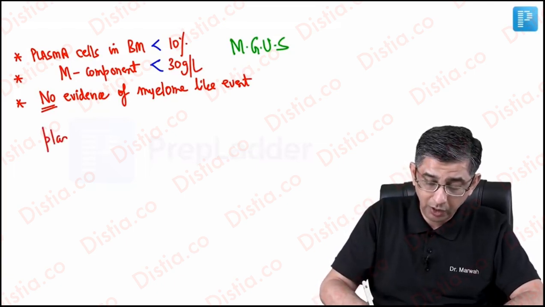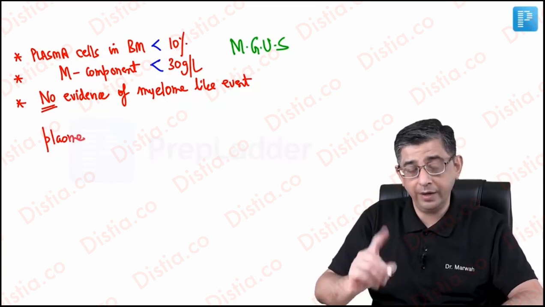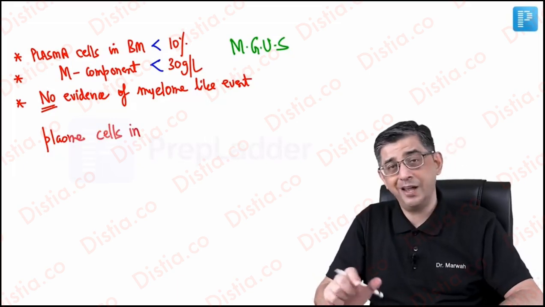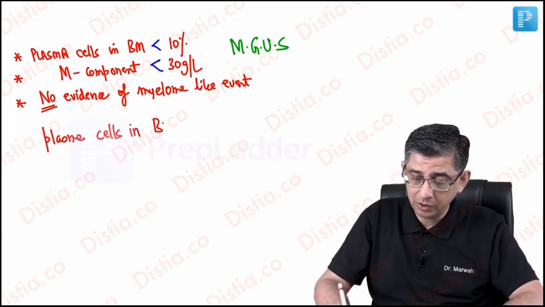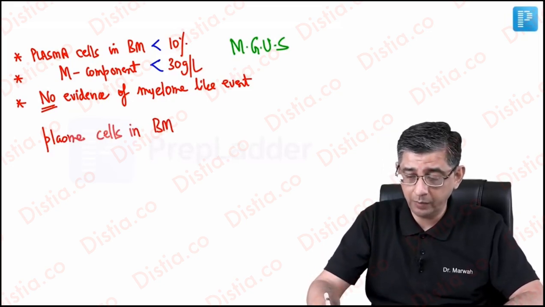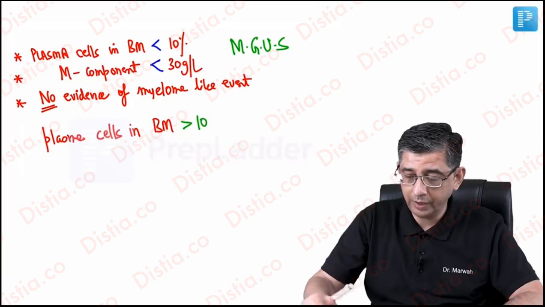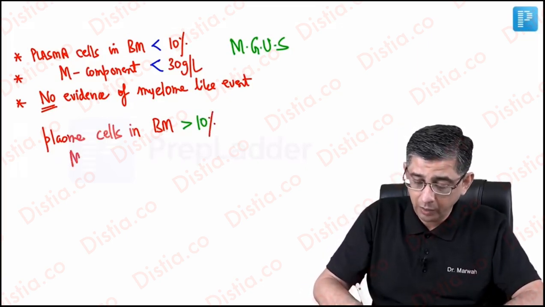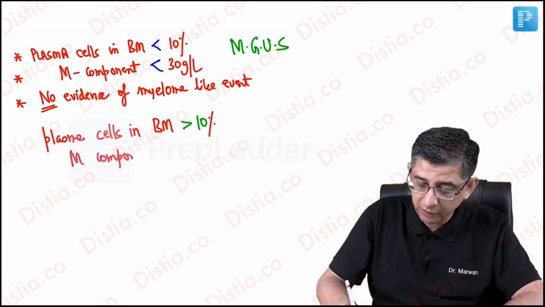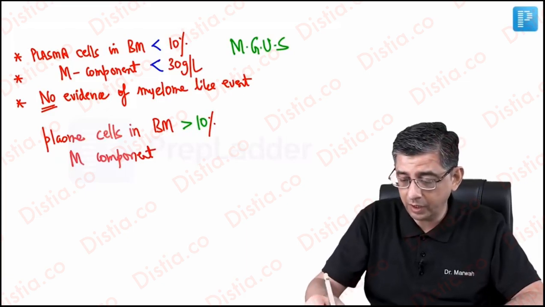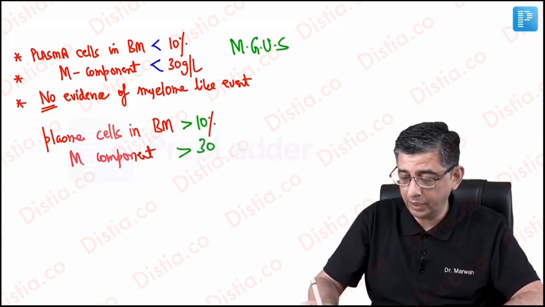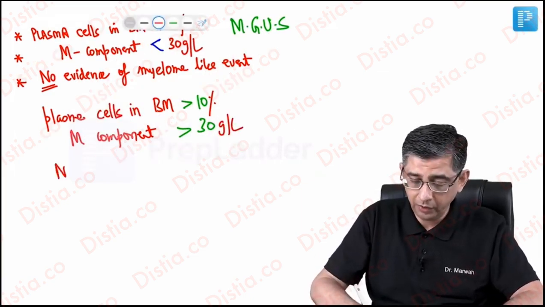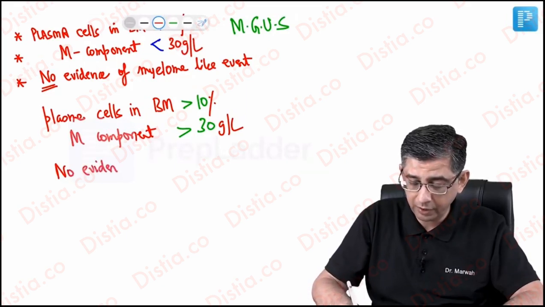Suppose, and I'm going to do the hard work of writing it. If you're still not writing it, please try to note it, because only then will you be able to understand the subtle aspects that I'm saying. The plasma cells in the bone marrow of the patient at this point are definitely more than 10%. The arrow has changed. The M component, which previously I was saying was less than 30 gram, is now more than 30 gram per liter. And the third point is that there is still no evidence of myeloma-defining events.